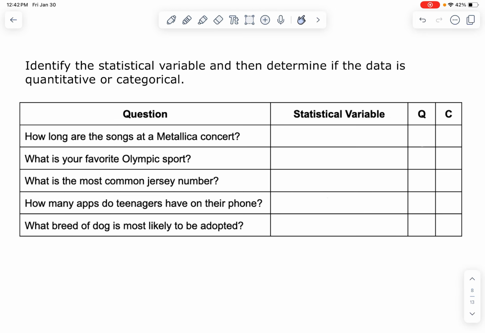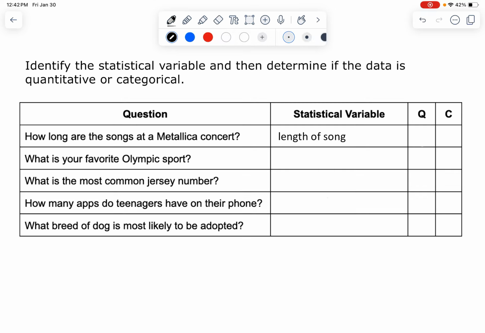All right, take a look at this right here. We're going to examine if we understand what a statistical variable is, and then determine if it's quantitative or categorical. So how long are the songs at a Metallica concert? Well, what's varying there? It's the length of the song. That's your variable, right? How long the song is. So that's the data that you would want to collect, to find out how long each song is.